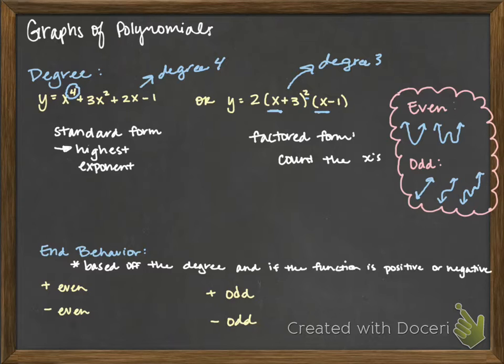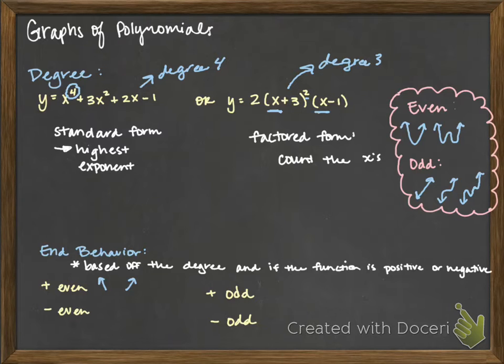So the end behavior is not only based off of the degree, but it is also dependent on if the function is positive or negative. So if we have a positive even degree polynomial, like a basic quadratic, which has a parabolic shape, our end behaviors are going to be up and up. It's even, so we know the end direction is going to be the exact same. And it's positive, so we know we need to end on the right side in the positive direction.